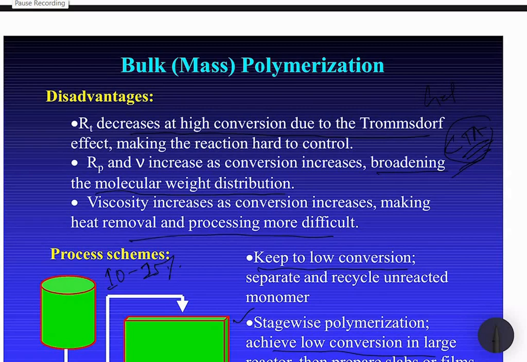Now, the rate of propagation increases very fast, as I mentioned, because of this runaway mode, and also the kinetic chain length nu increases because you do not have the termination, and that way the broadening of the molecular weight distribution occurs in the natural course, if no chain transfer agent is added, in the bulk polymerization technique.